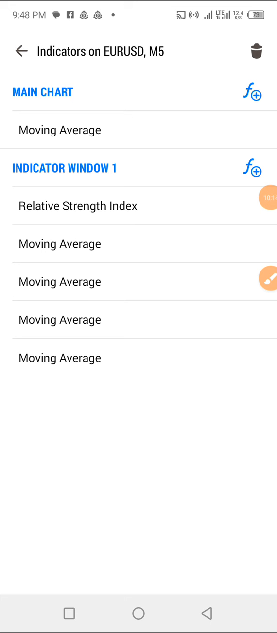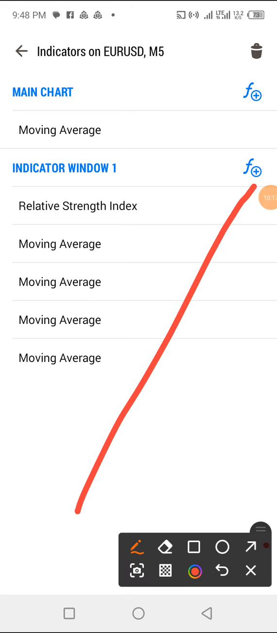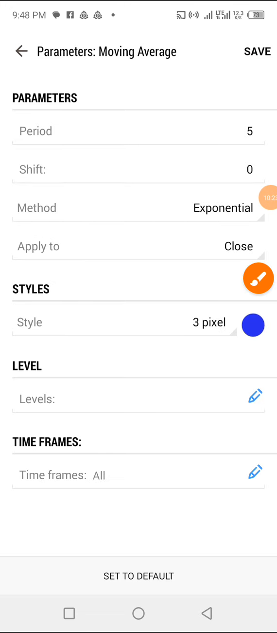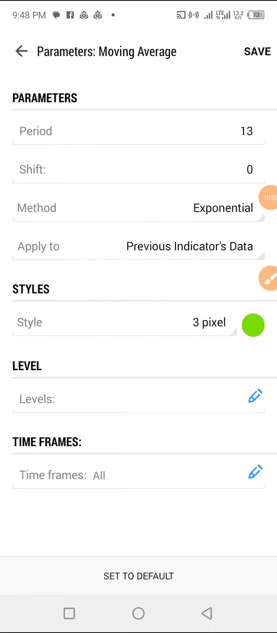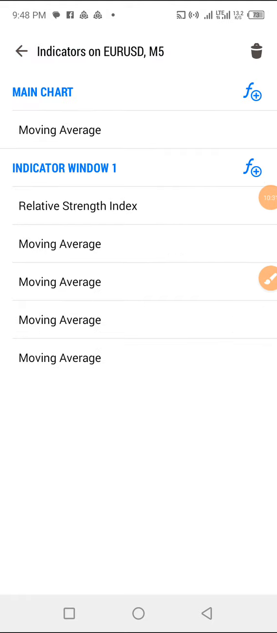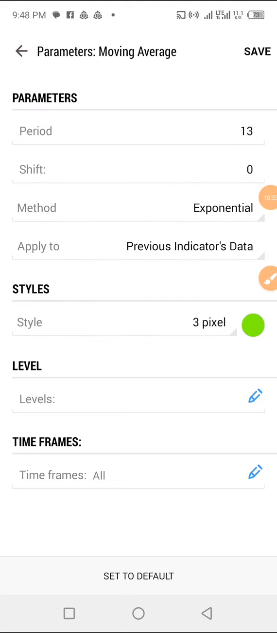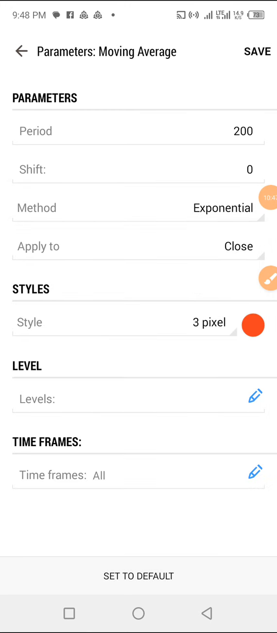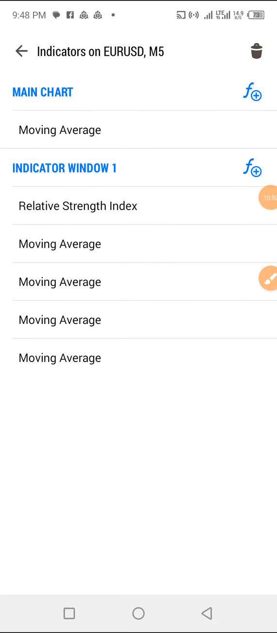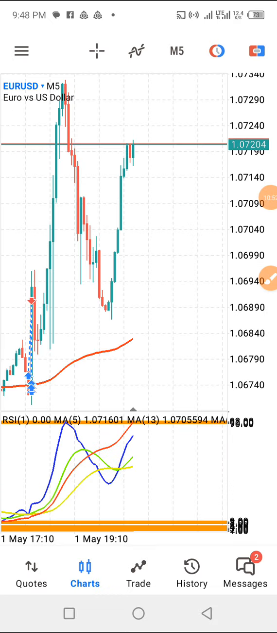So the next point, you come here and click on this icon. When you click on it, you will be able to add the moving average. The first moving average is period 5, exponential. The second one is period 13, exponential, previous data. The third one is period 21. And the last one is period 200. This 200 ought to be simple, not exponential, not close. Then you click on save. Is that clear? Then you go.